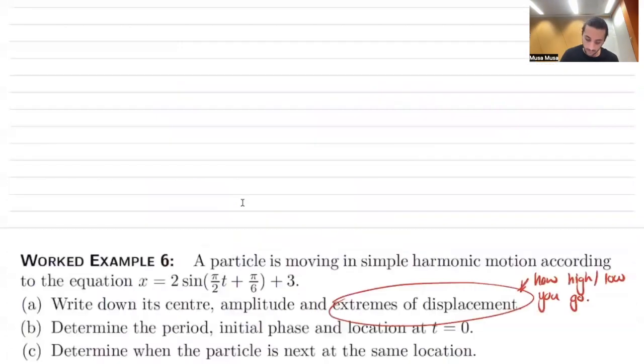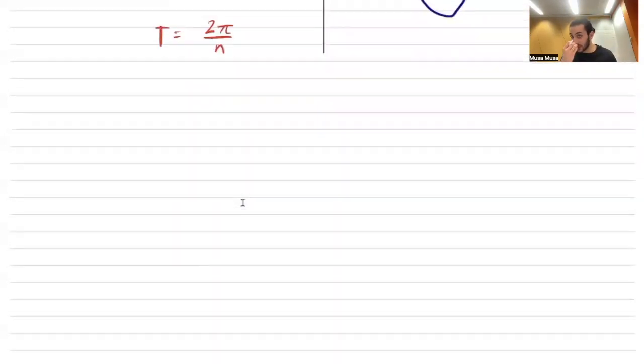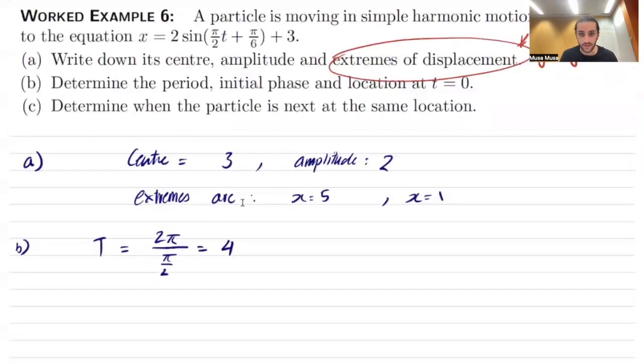It says the initial phase. If you go back to our formulas, these alphas refer to our phase, which I probably should have marked in here. Just by looking at the equation, you can see that the phase, alpha, equals pi on 6.